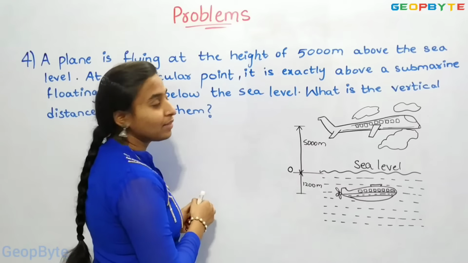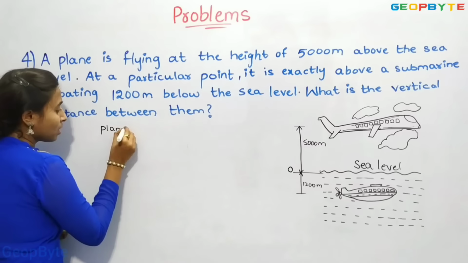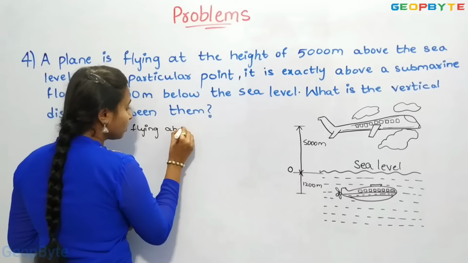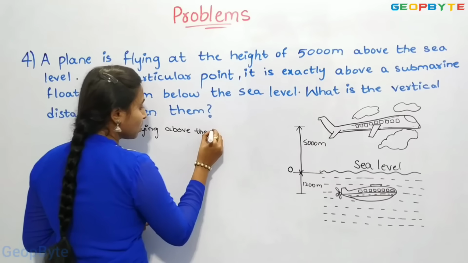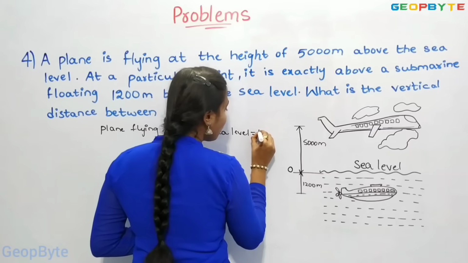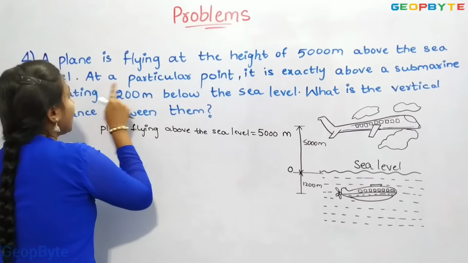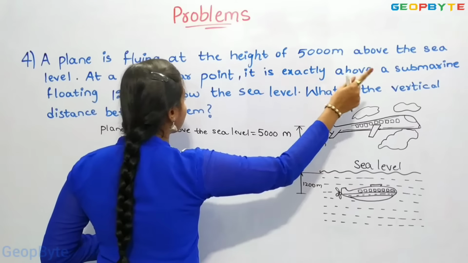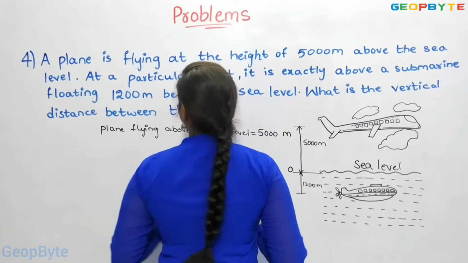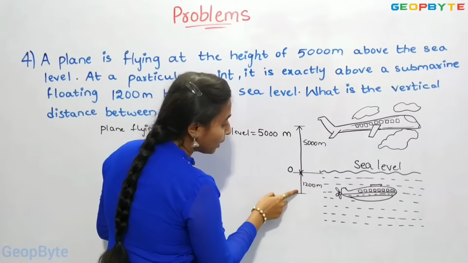First, let us write the given data. Plane flying above the sea level, that is at a height of 5000 meters. Now, they have given at a particular point, it is exactly above a submarine. At a particular point, the plane is exactly above the submarine, floating 1200 meters below the sea level. That is, it is below the sea level.